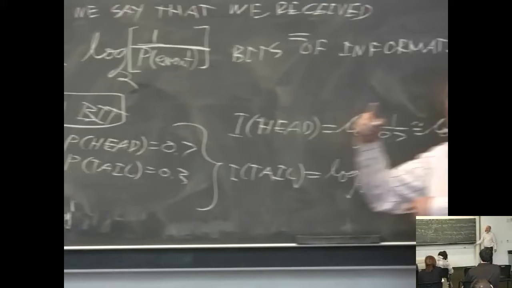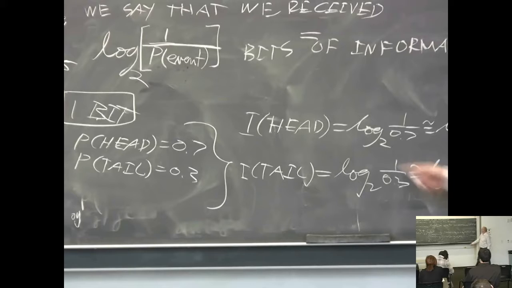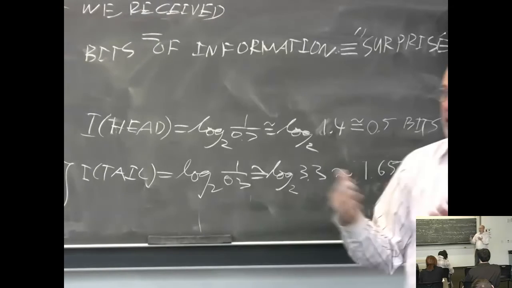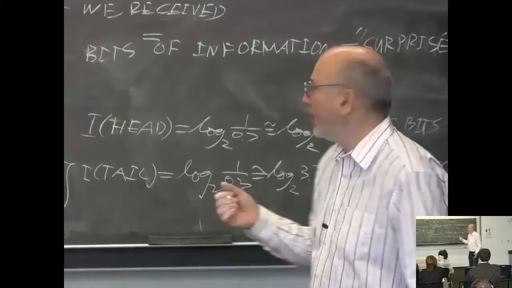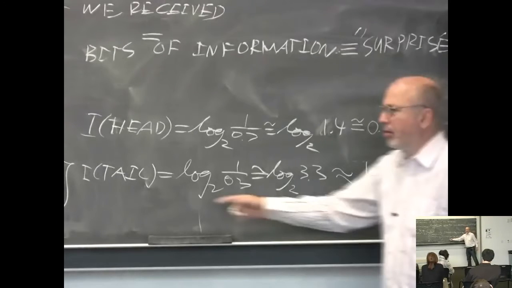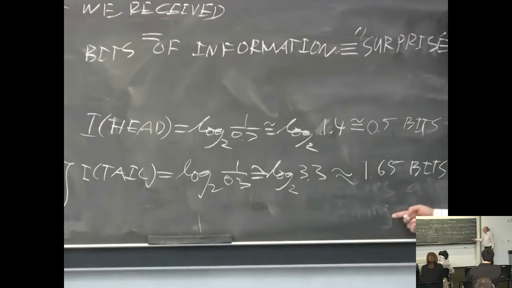The most common answer, which is the head, gave us less information and surprised us less. Surprised us just by half of a bit, whereas the usual fair coin surprised us by a full bit. And the more rare event, the tail, when it occurred, gave us more information or surprised us by a larger than average amount.